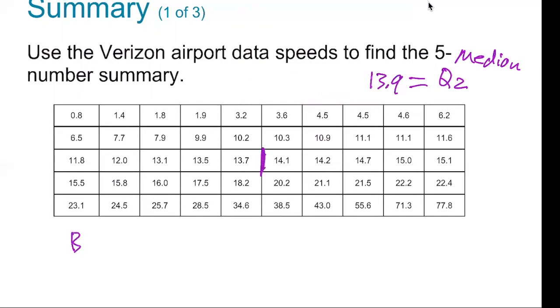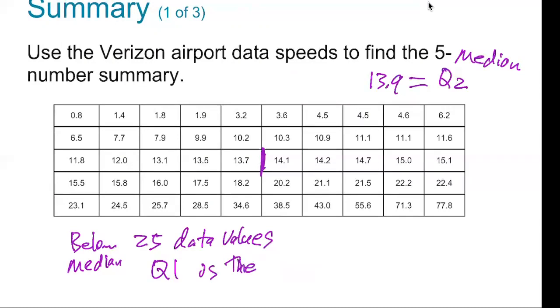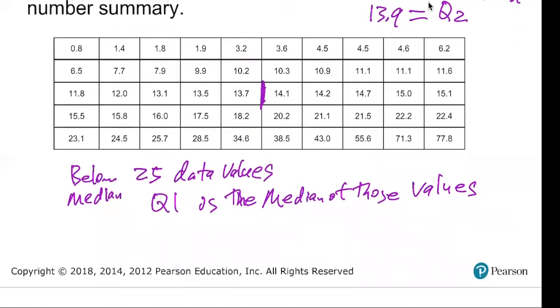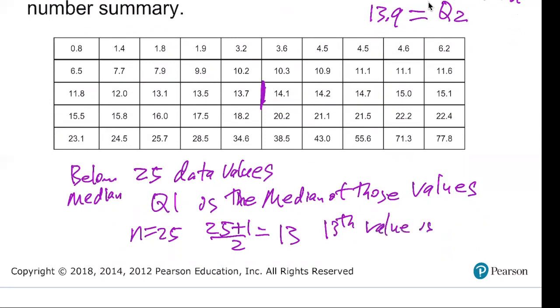Notice below the median, there are 25 data values. Well, quartile 1 is the median of those values. So I'm going to do the same procedure that I used to find the median. I'm going to use n is 25. I'm going to add 1 to that, divide by 2. That's 13. So the 13th value is quartile 1. So there's 10, 11, 12, 13. So there's Q1, 7.9.